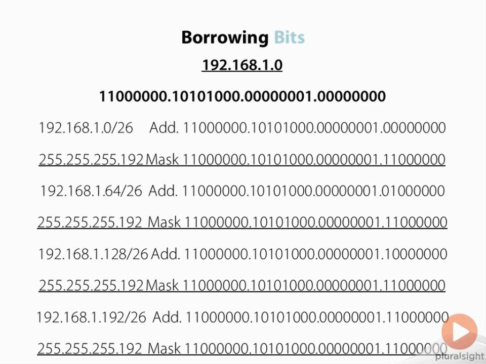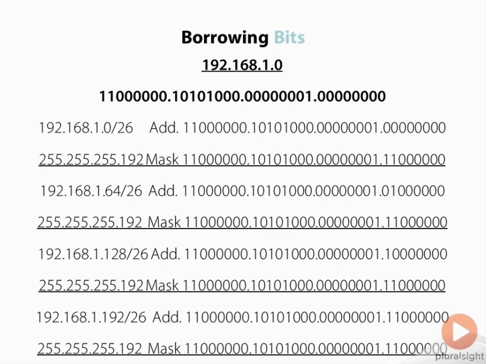So we can get our network addresses by looking at these 2 bits, and given their binary value, we can determine that the first network is 192.168.1.0, the second is 192.168.1.64, the third is 192.168.1.128, and the fourth is 192.168.1.192. So we get 4 networks, each with 62 usable hosts.